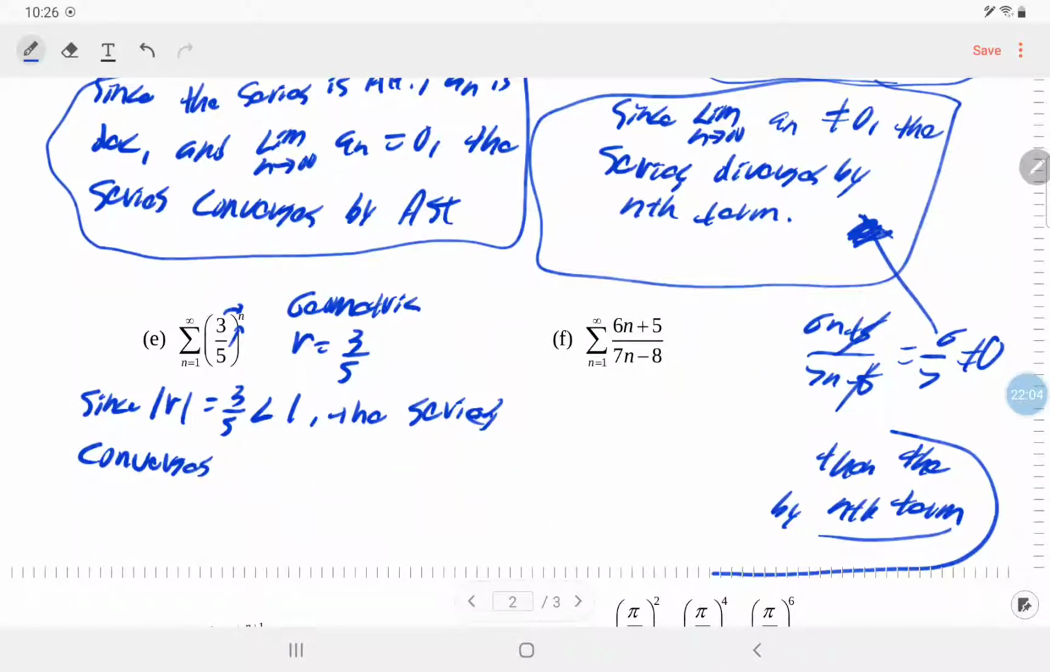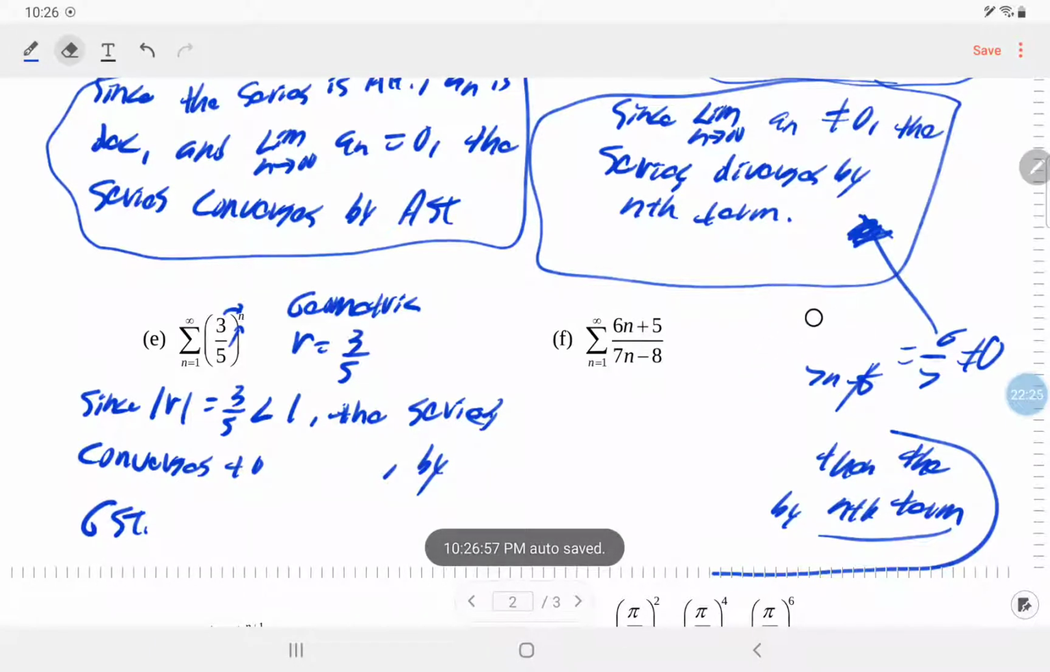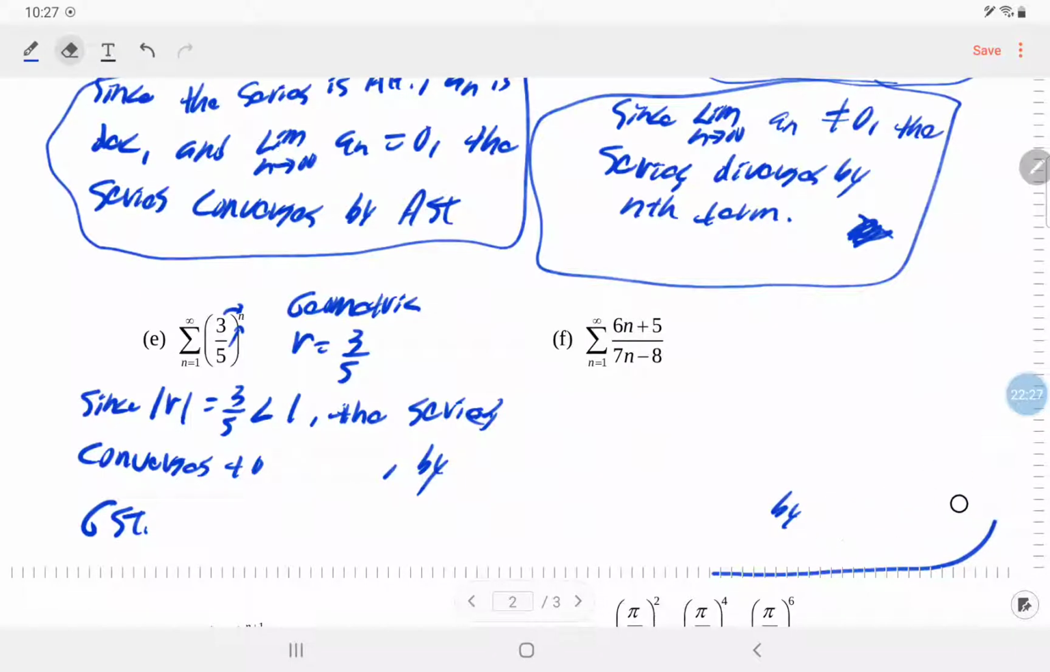And I'm going to leave that blank for a second to whatever by the geometric series test. But what am I doing here? What I'm doing is that when you get a geometric series that converges, not only can I say it converges, I can tell you to what it converges.